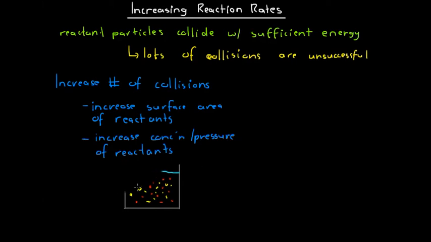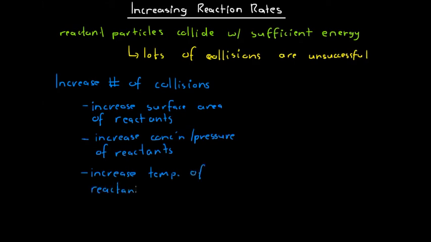Another way we can increase the number of collisions is by increasing the temperature of our reactants. Now, this relies on the fact that temperature is in fact a measure of kinetic energy. And kinetic energy is basically a measure of the speed with which a particle is moving, or the energy of a particle due to its movement.